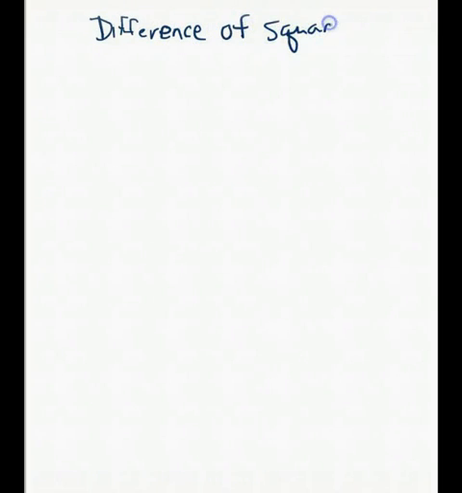Okay, so the next kind of factoring we're going to do is the difference of squares. Difference of squares. Okay, and in that type of factoring, you're going to look and see difference again.